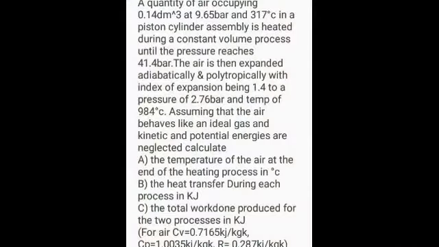Welcome back. Now we have a question before us. I'll be reading it out and we're going to try to solve it. The question says a quantity of air occupying 0.14 dm cube at 9.6 bar and 371 degrees Celsius in a piston cylinder assembly is heated during a constant volume process until the pressure reaches 41.4 bar. The air is then expanded adiabatically and polytropically with index of expansion being 1.4 to a pressure of 2.76 bar and temperature of 984 degrees Celsius.